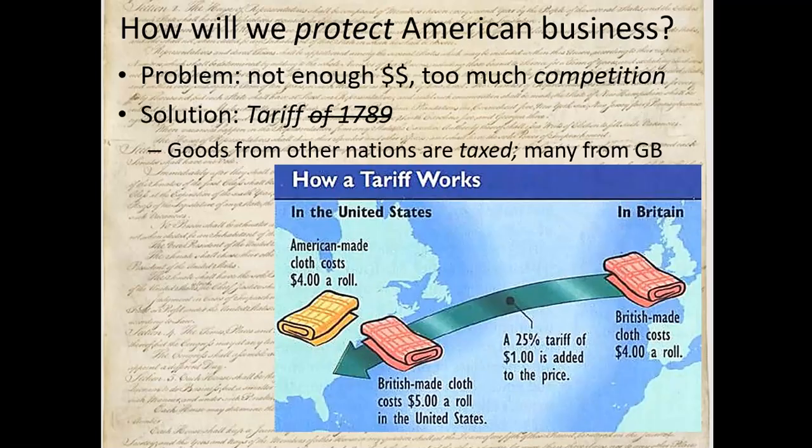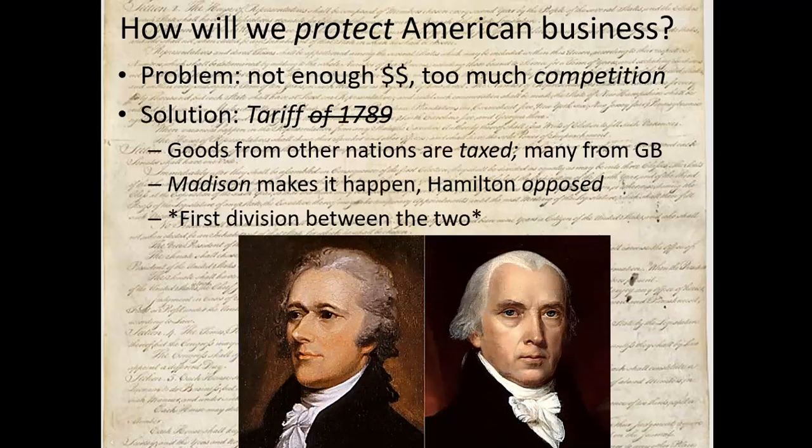So now you're a buyer, you're a consumer. You are looking at cloth. You can buy the American cloth for $4, which is cheaper, or you can pay for the British cloth for $5, more expensive. Many will choose the American cloth because it's cheaper, thus helping American businesses. There are going to be some that buy that British-made cloth that is more expensive, and thus you see the idea of the tariff, incentivizing supporting American business, and a lot of these tariffs are going to affect goods from Great Britain.